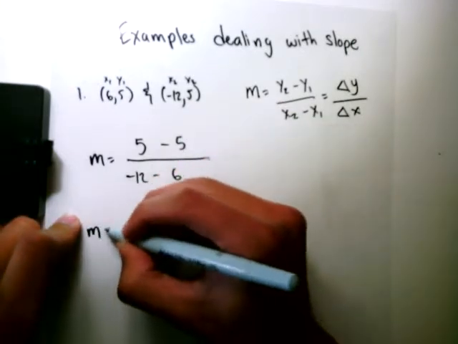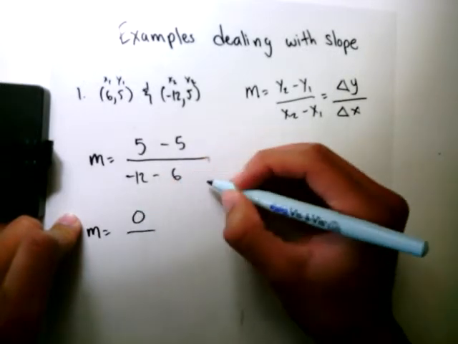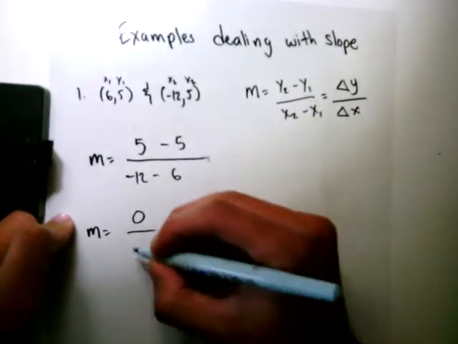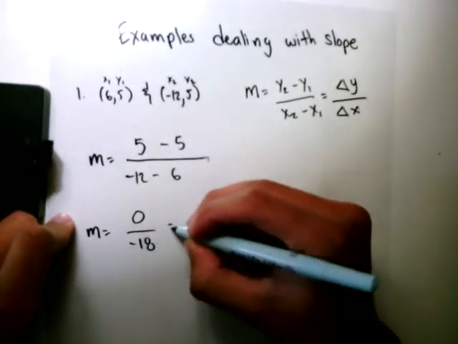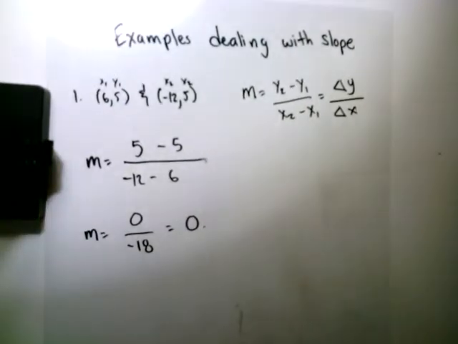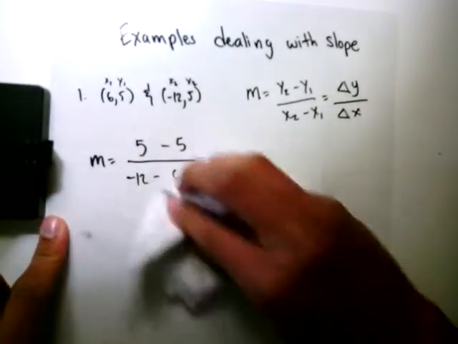Subtracting this further, we get 5 minus 5, which is 0. -12 minus 6 gives us -18. So our slope is just 0. Alright, perfect. So now, moving right along to the next problem, now we're just given a different set of points.